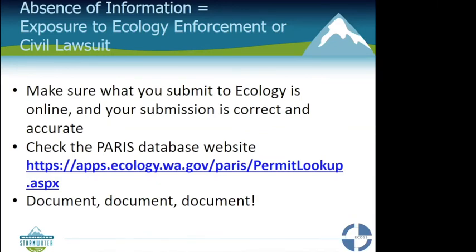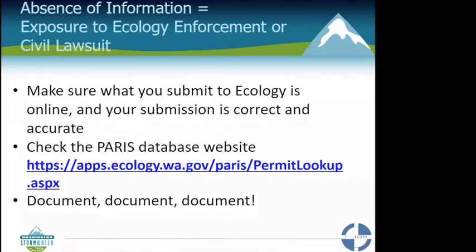And so what you want to do is make sure that if there are any problems, if the Paris database is incorrect in any way, you should talk to ecology immediately and say, this is incorrect, we need it to be changed. It's a little bit of due diligence, advocating for yourself to make sure that what you're presenting to them is what actually ends up on the website. And document, it's just like taxes. Document everything you do, how you do it, keep all of those records, and make sure, again, that you are reporting correctly to ecology.